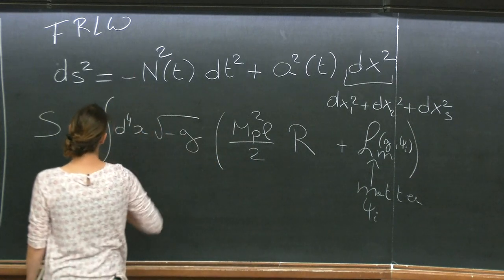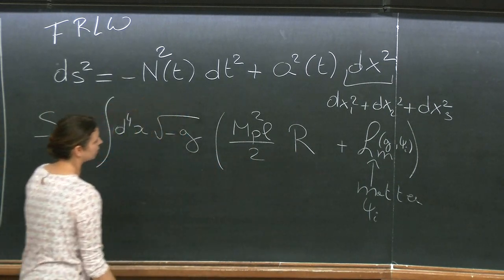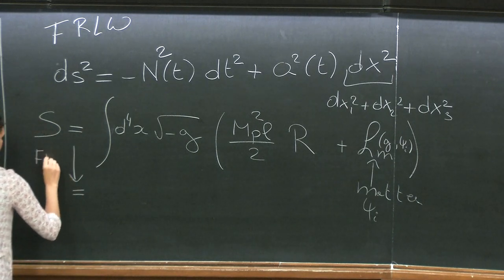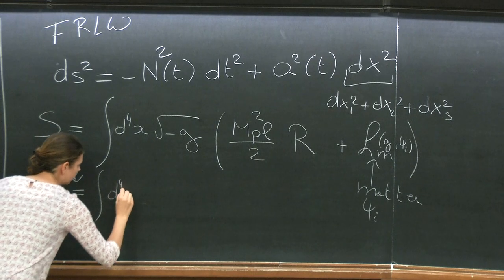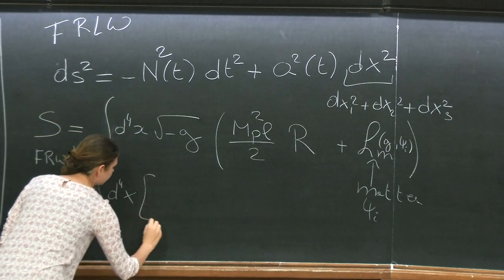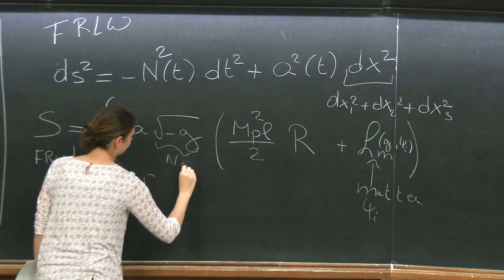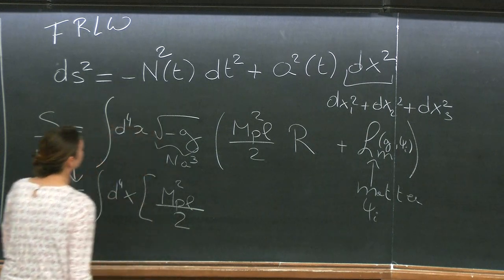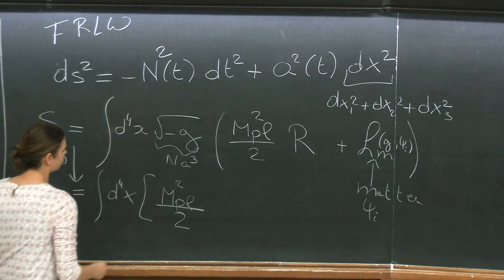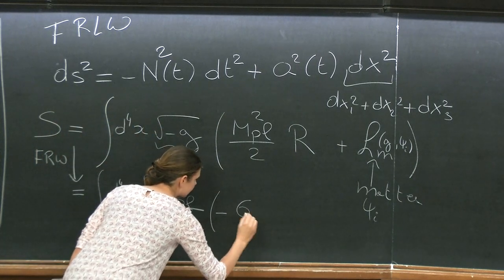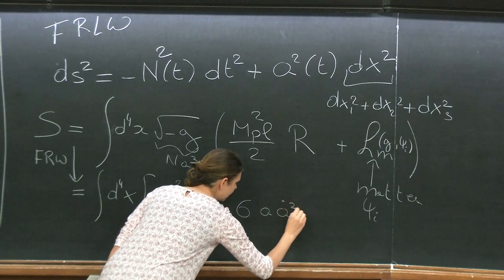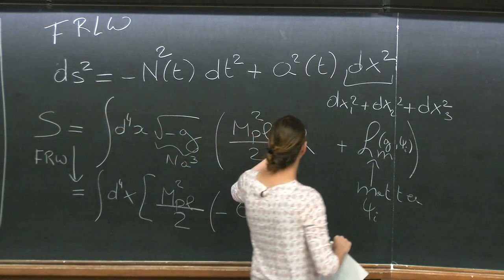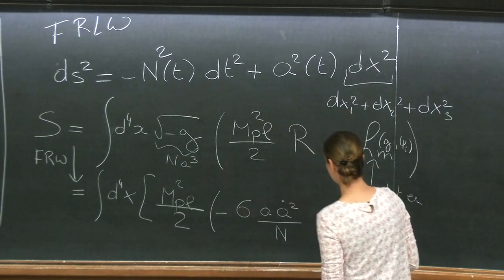And now let me work on FRW. So if I have the Einstein scalar curvature on FRW, after integration by parts, on FRW, this is N a cubed. And then if I integrate a few things by parts to remove the time derivatives that would act on my lapse N, what we get from here and there is minus 6 a dot squared over N. So there's an N squared that comes from here, but then it gets cancelled with one of the N that comes from there.